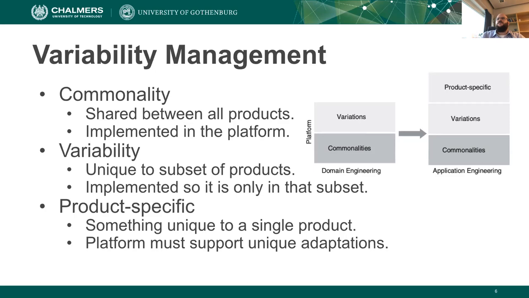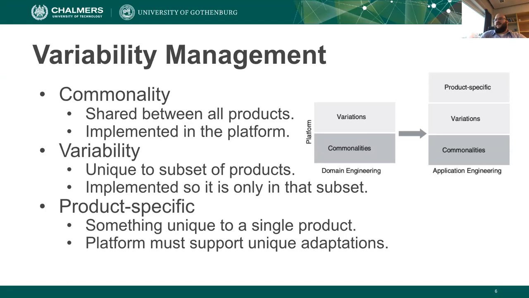Variabilities are characteristics or assets, code, requirements, et cetera, that may be common to a subset of your products, but are not universal across the line. In that case, these variabilities, these characteristics, only need to be explicitly modeled as a possible variability and implemented in a way that allows having it in the selected products only, and you can then leave it out of the products that don't need that particular code asset or characteristic.